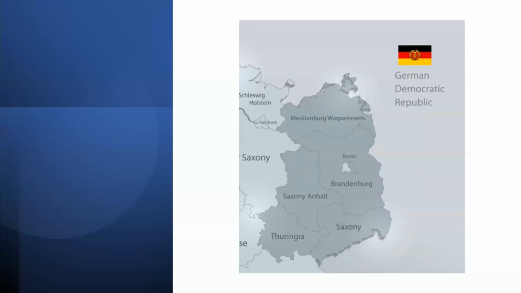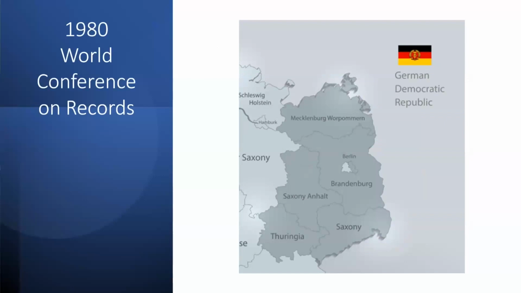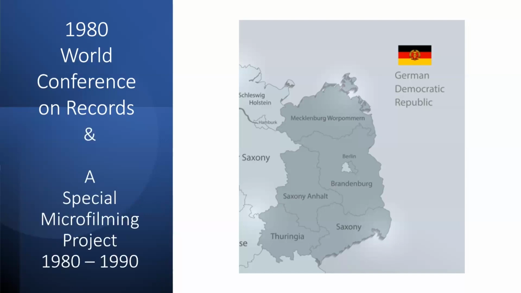In 1980, 2 special events took place. One was the World Conference on Records in Salt Lake City, Utah. The other took place in the DDR, which at the time was under Soviet rule. The second event occurred as a result of the World Conference on Records, where a state archivist and a government official from the DDR attended the conference and negotiated the microfilming of the DDR records. The microfilming continued until the unification of the DDR with the German Federal Republic in 1990.